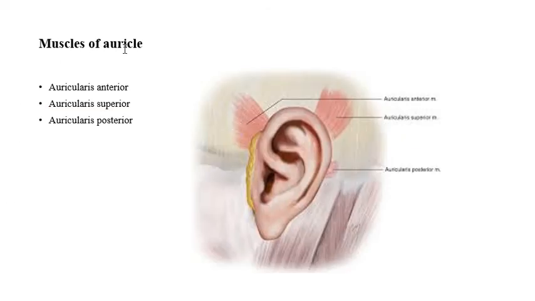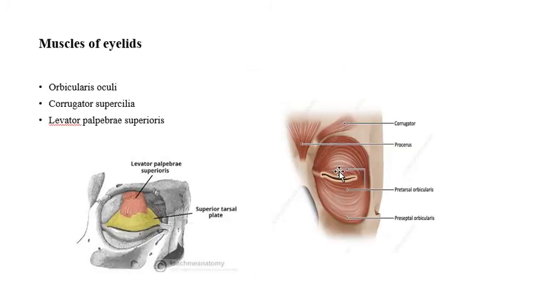Now, what are the muscles of the auricle? There are three muscles of the auricle. First is auricularis anterior, second is auricularis superior, and third is auricularis posterior. In the diagram, you can see here the auricularis anterior, auricularis superior, and auricularis posterior muscles.